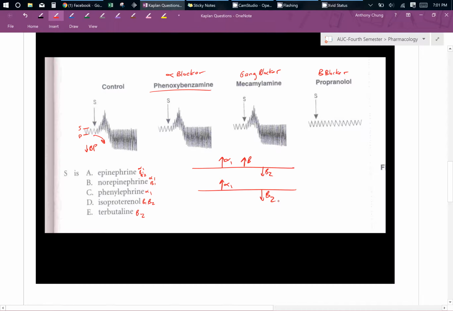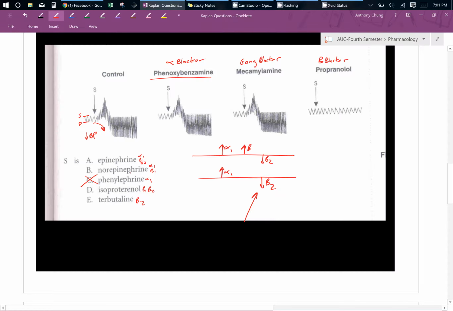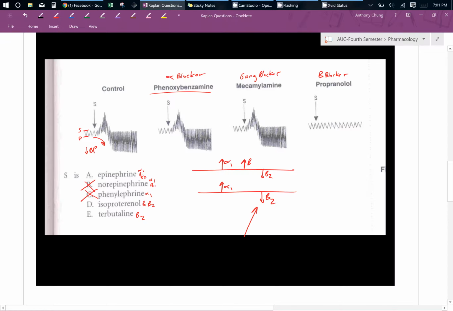So let's take a look. This one is a decrease of blood pressure. So in this case, we have to look at which one could possibly decrease blood pressure. The only thing that can possibly decrease blood pressure is anything with beta 2 in it. So right away, we can eliminate phenylephrine. We can eliminate norepinephrine. So all we're left with is isoproterenol, terbutaline, and epinephrine. So let's see how far we can get with this.